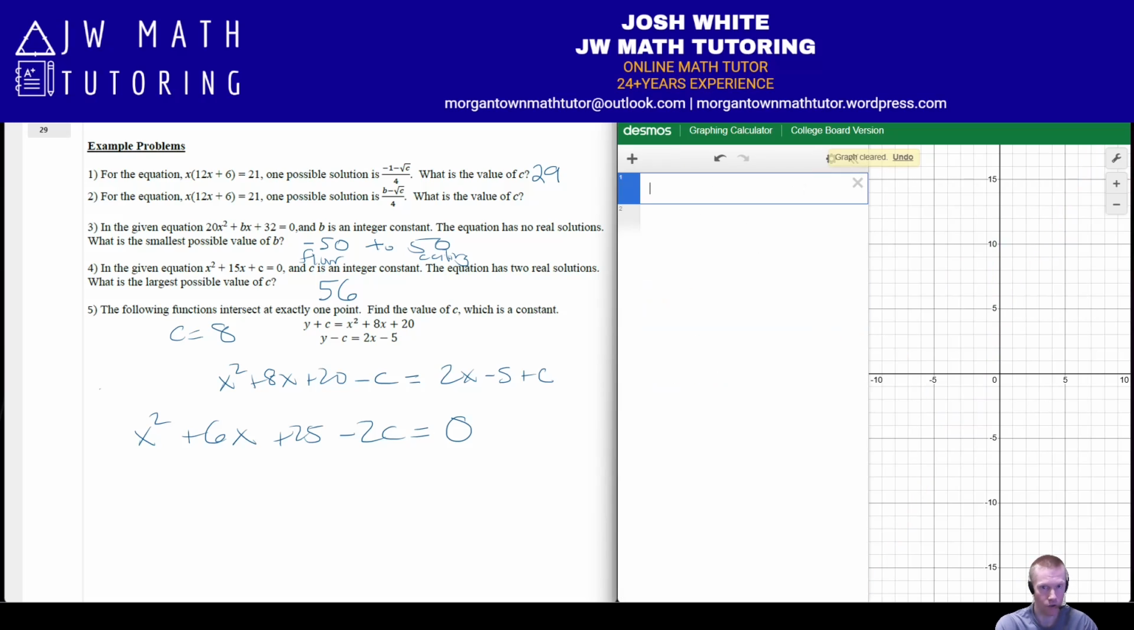Now let's go ahead and do the derivative approach. So for this, all you have to do is technically do the -c and +c here, and then you can just type in the two functions.